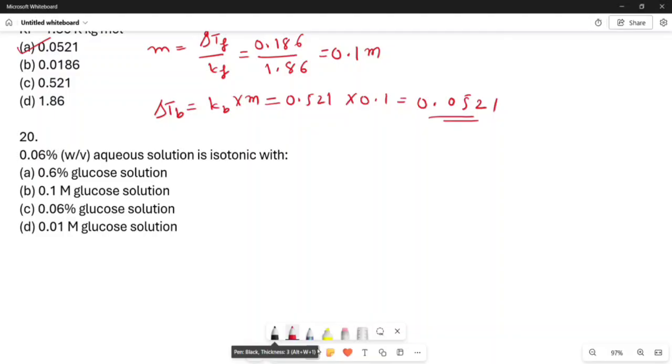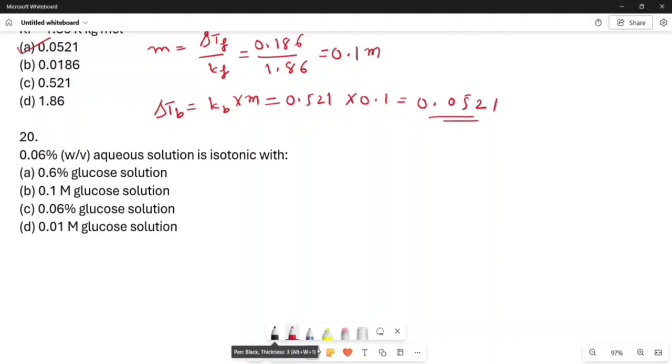0.06 percentage of aqueous solution of urea is isotonic with dash percentage of glucose solution. First, what is an isotonic solution? Two solutions having the same osmotic pressure are said to be isotonic.